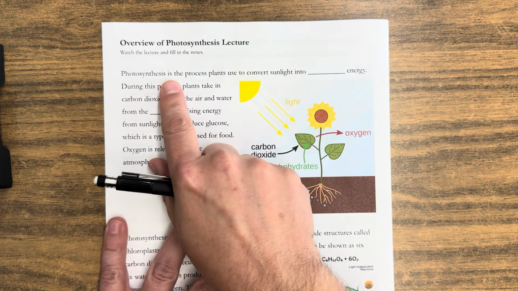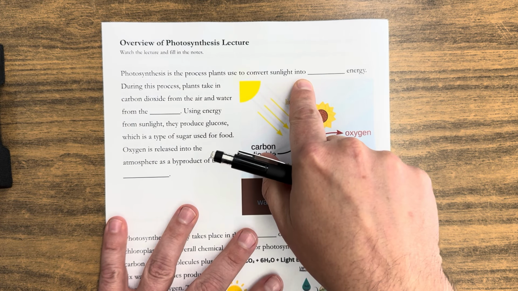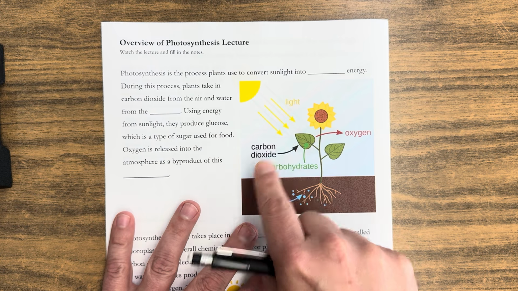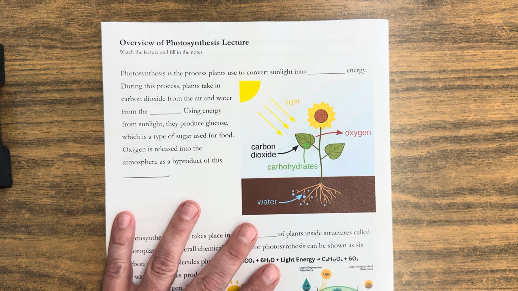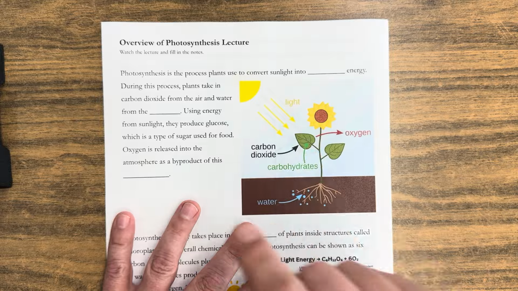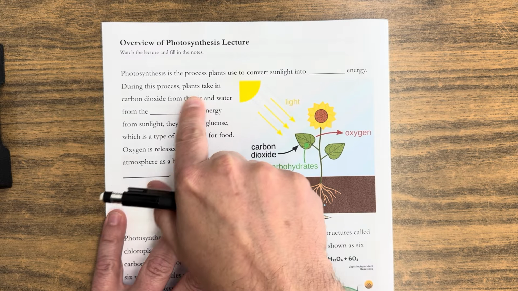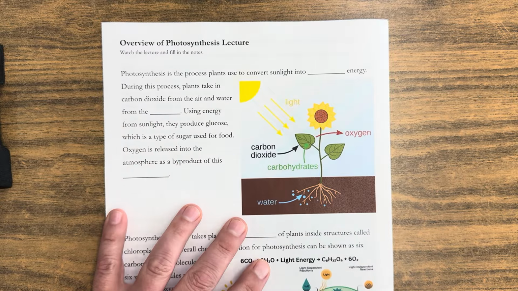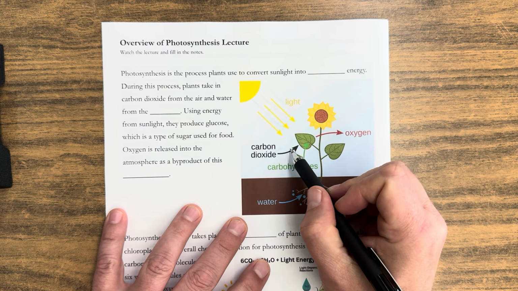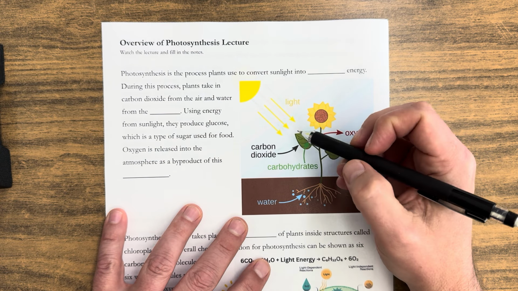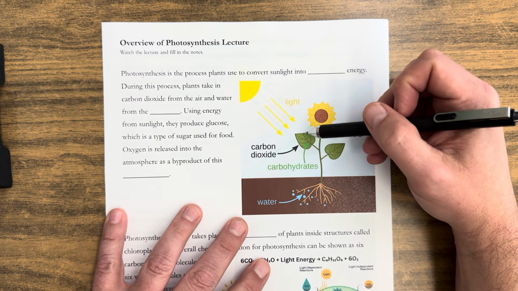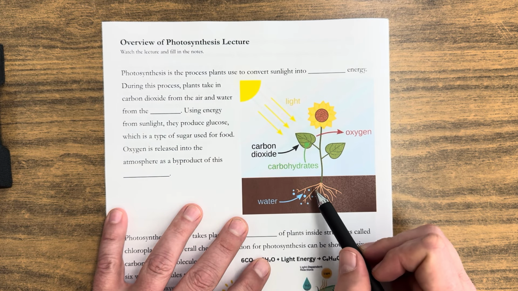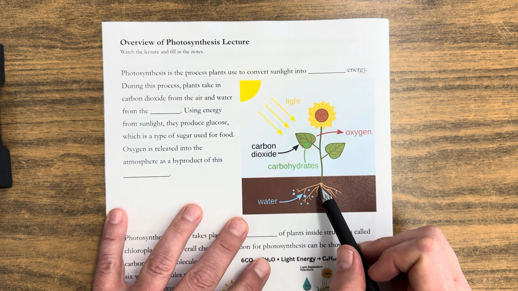So let's get started. Photosynthesis is the process plants use to convert sunlight into chemical energy. And you see the basic idea here, sunlight coming in, and then eventually carbohydrates are going to be produced. So during this process, plants take in carbon dioxide from the air and water from the soil. So carbon dioxide comes in from the air. This is just the gas carbon dioxide. And sometimes we see water fall onto the leaves of plants and stuff like that, but they don't actually uptake water that way. It's all going to come from the roots. Okay, so the water's coming in through the root system.